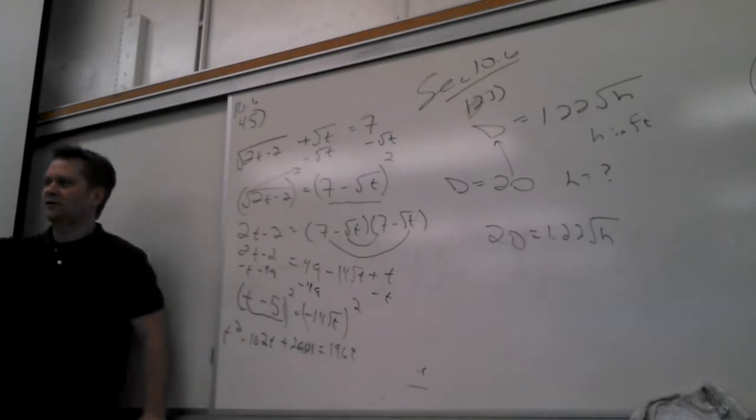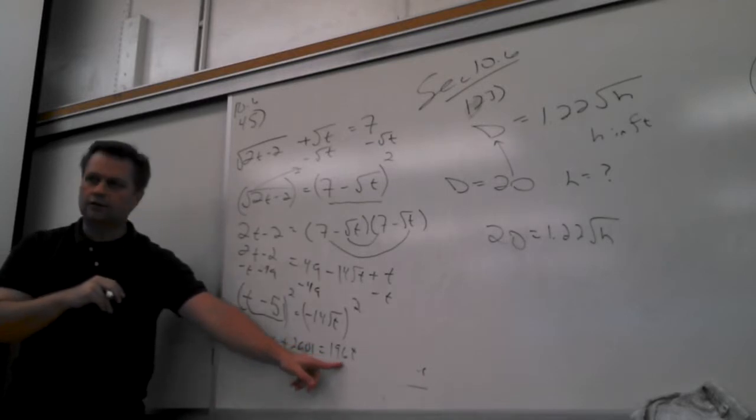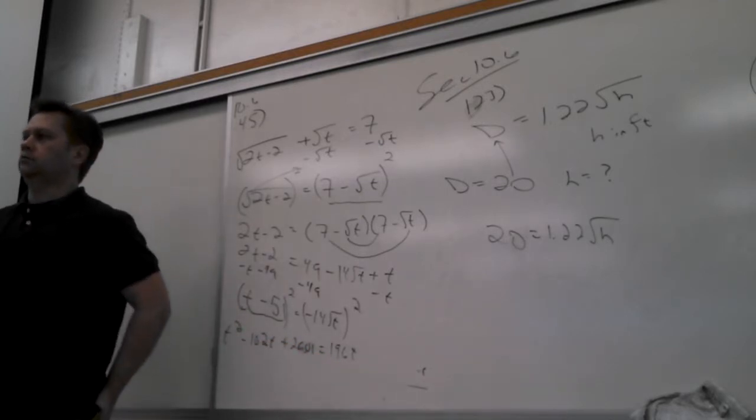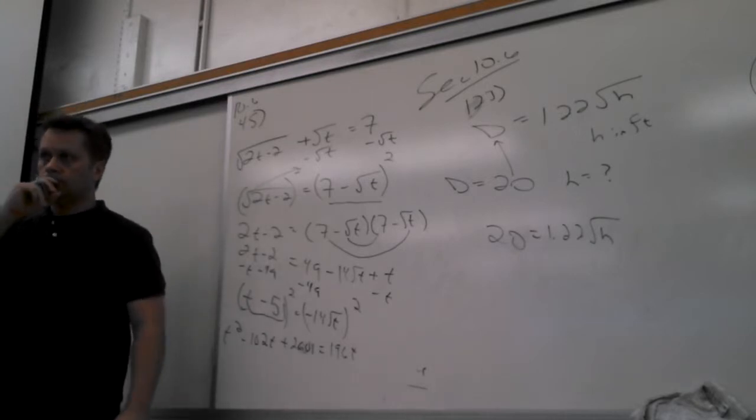I know you know it. It's okay. So you want to subtract 196t, and then you're going to have just giant numbers to deal with, but oh well. So you always square that.